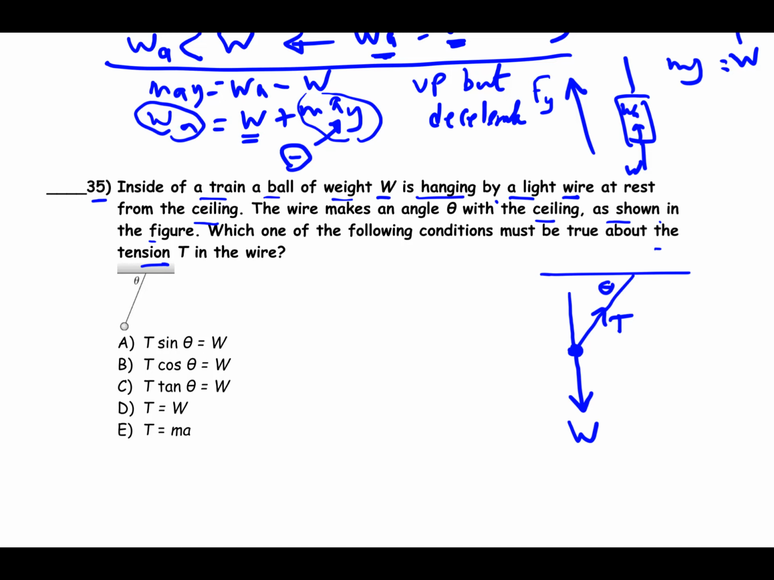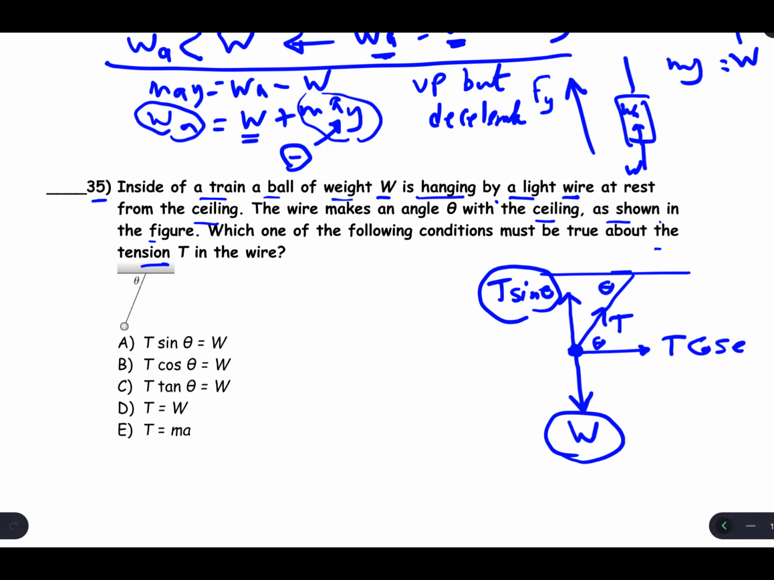Let's resolve the tension into two components. T, theta is here, guys, right? From mathematics, theta is here, T cosine theta, and here T sine theta. Okay? So T sine theta equals W. So W equals T sine theta. The answer is A.